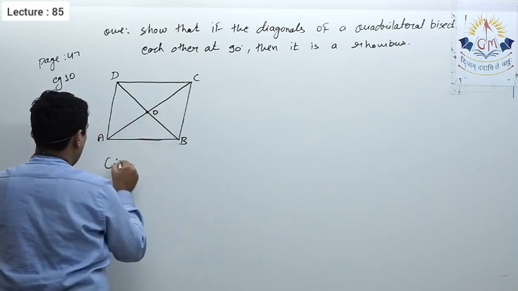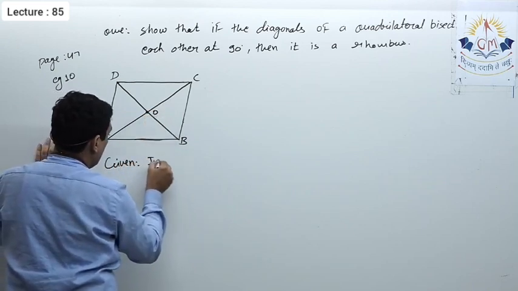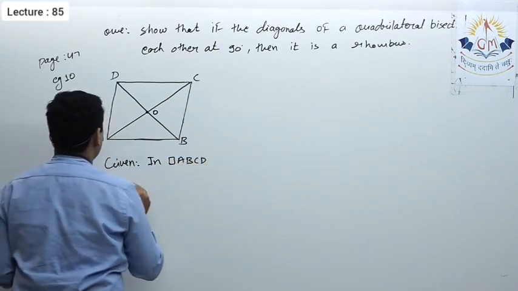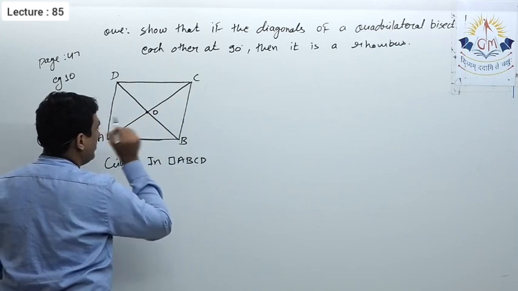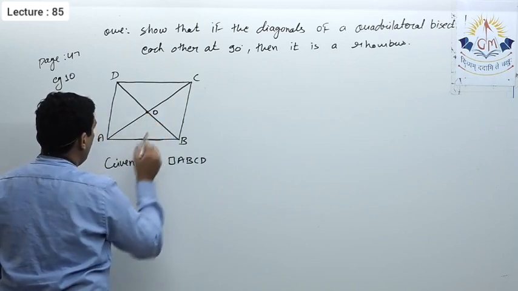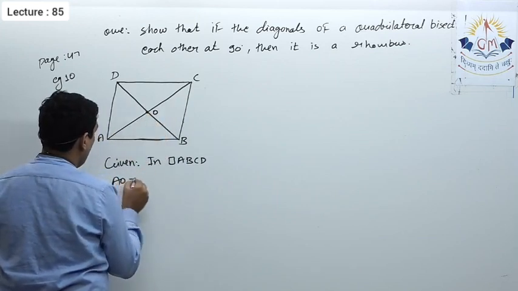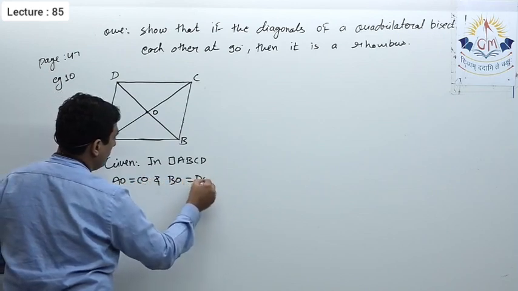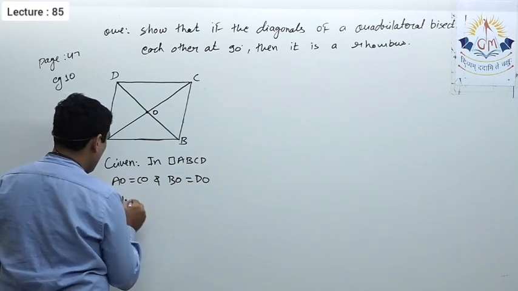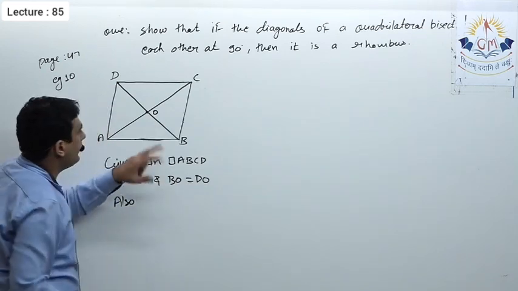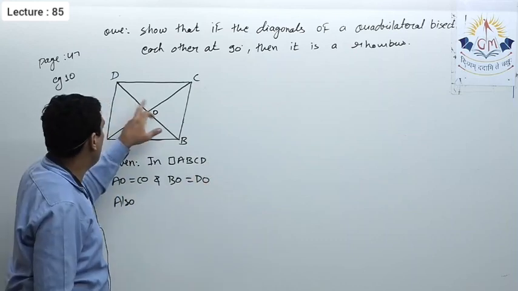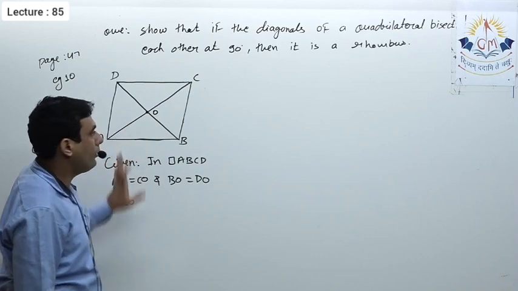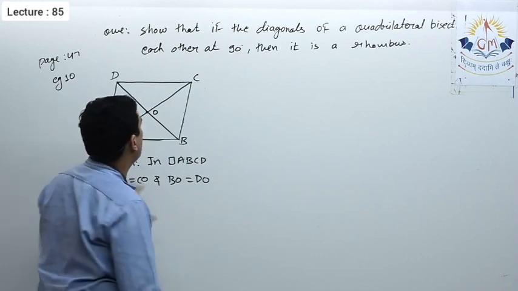So what we have given in quadrilateral ABCD: we have given the diagonals bisect each other. That means it is given AO is equal to CO and BO is equal to DO. Also it is given the diagonals are perpendicular to each other. That means angles AOB, BOC, COD and DOA are all 90 degrees. Now how will we prove this is a rhombus?